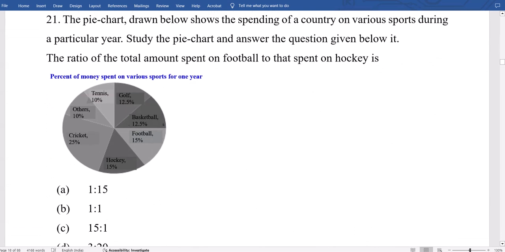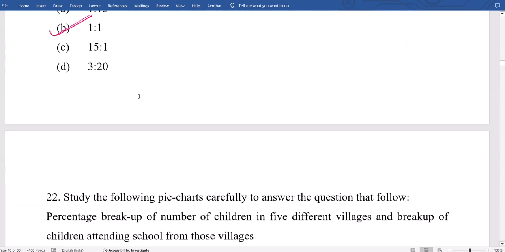Here, total money spent on football with respect to hockey. Football 15%, hockey 15%, both are equal, 1:1. Both are equal, 1:1 is the answer. Option B is correct. Ratio of the total money amount spent on football to that spent on hockey. Right? Next one.